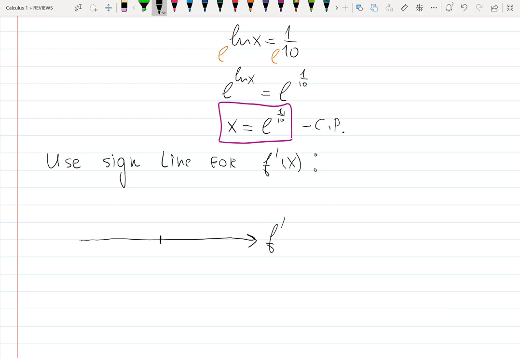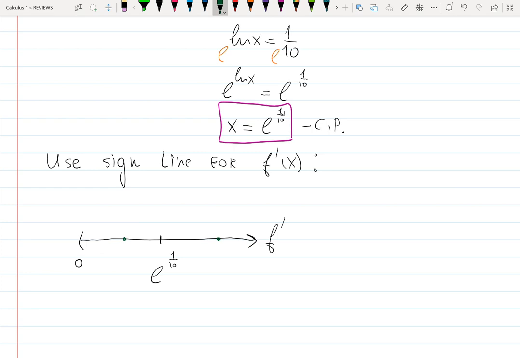I like to use a sign line where I'm going to put my critical point, and I also want to identify the domain, so starting from 0 and not including 0. And I want to use test points. Test points are any points in those two intervals. Basically, our critical point divided the whole domain into two intervals, from 0 to e raised to the 1/10, and then from e to the 1/10 to infinity.